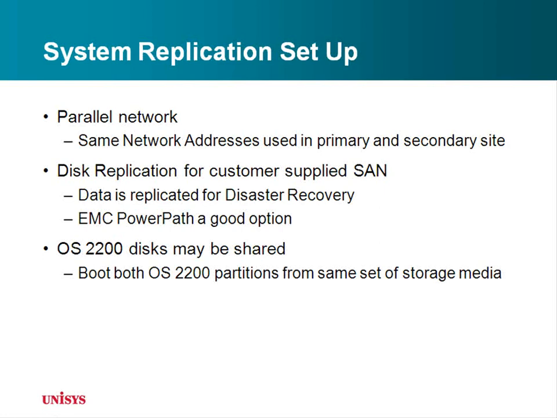When we set up the system replication, the first thing you have to keep in mind is that you'd want to do a parallel network. This means that all network addresses that are used in the primary systems complex are the same that you used in the secondary. This makes sharing data and going between them a lot easier.